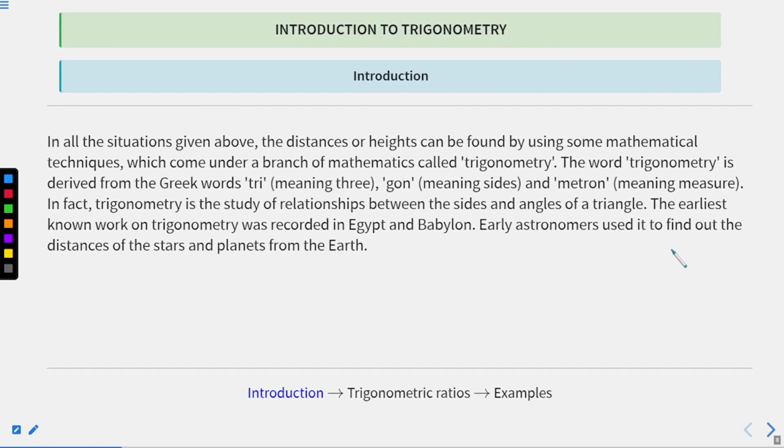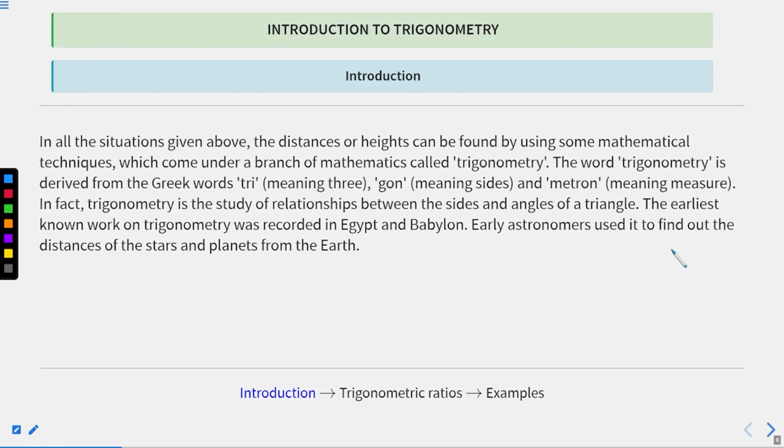In all the situations given above, we have given 3 examples, and the distances or heights can be found by using some mathematical techniques which come under a branch of mathematics called trigonometry.